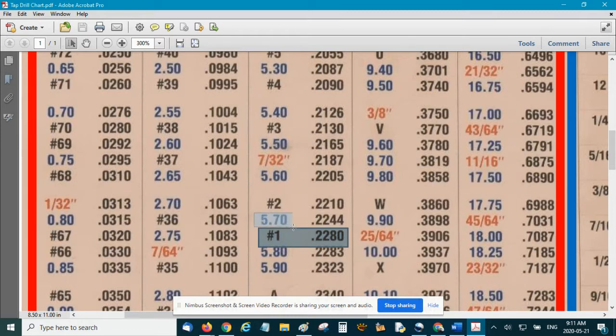The chart also shows you the metric drill bits in blue. I don't have any, to be honest, I've never seen a metric drill bit in Canada, but I'm sure they're out there if you go to buy them. And the decimal equivalent in thousandths of an inch.